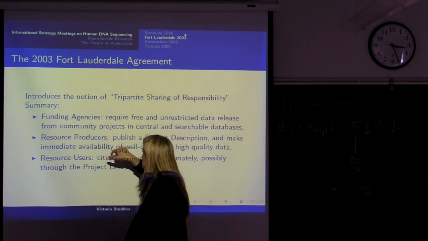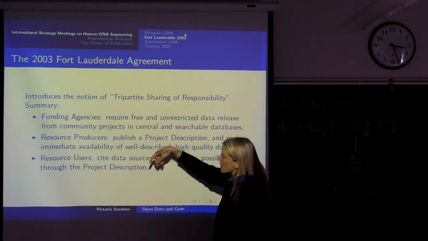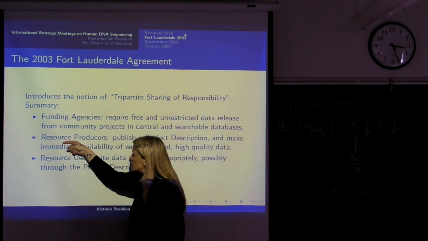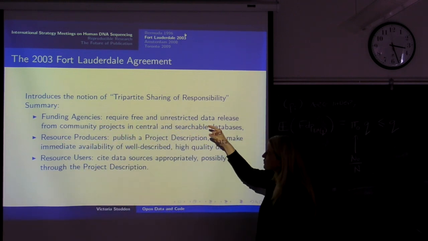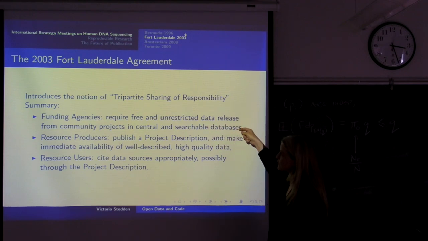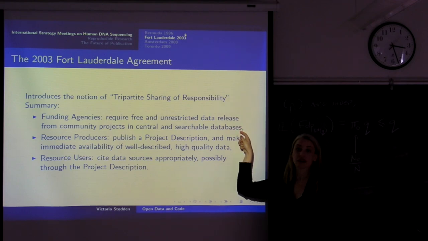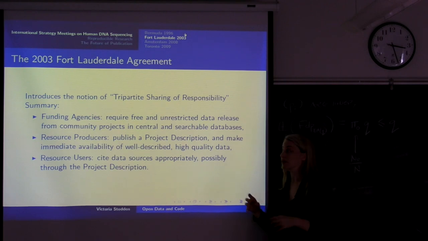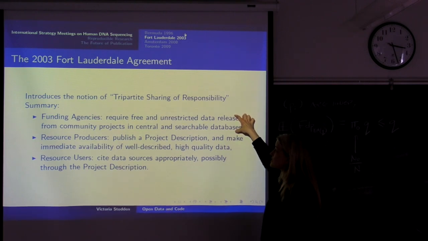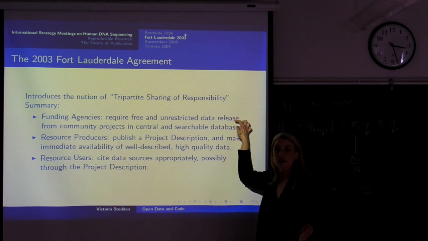The tripartite, the three of them, are funding agencies, data producers, and data users. The funding agencies require free and unrestricted data release from these community projects in central and searchable databases. So we're getting more sophisticated here, compared to 1996. Now we're worried about what form the data is released in, and whether people can find it. It's not such an inside baseball game anymore. The funding agencies have to make sure this happens. If you're going to fund this, do it in a principled way, is what Fort Lauderdale is saying.